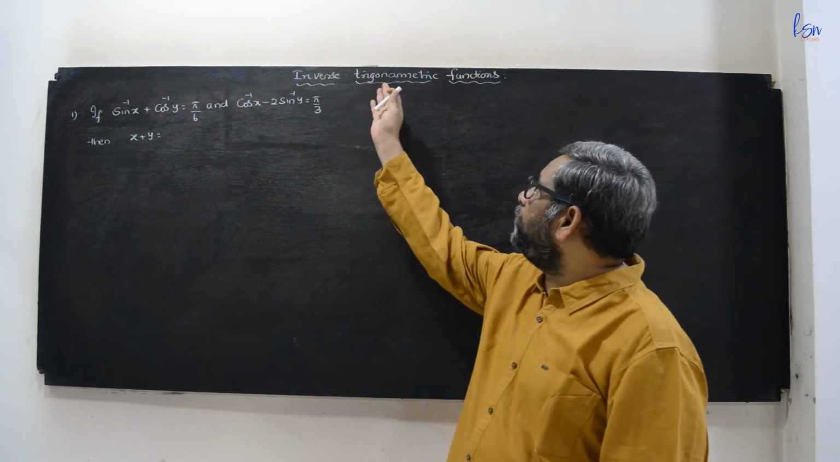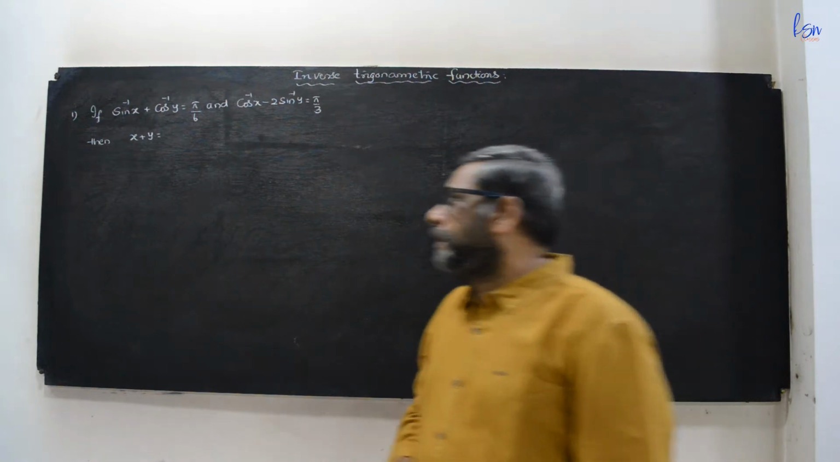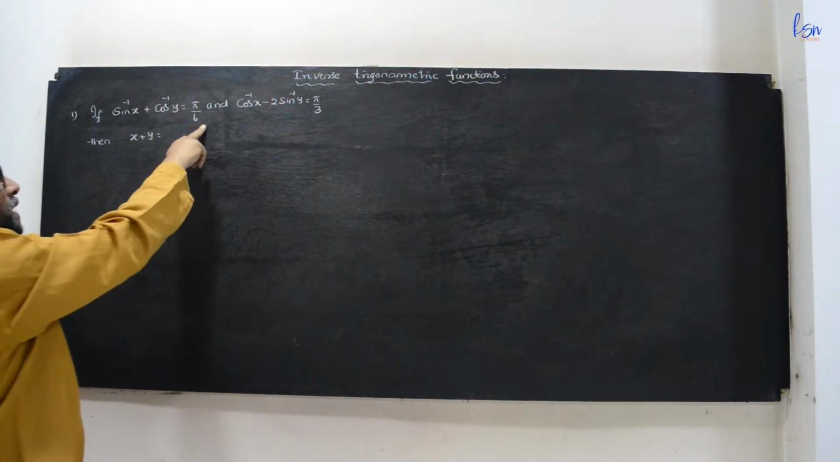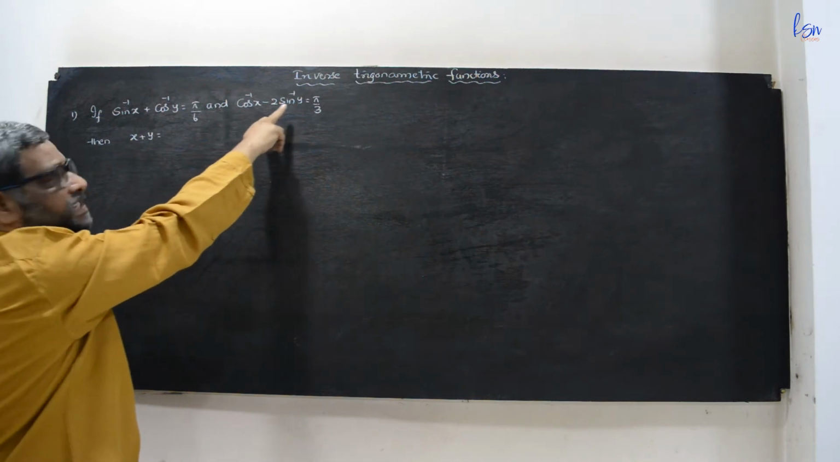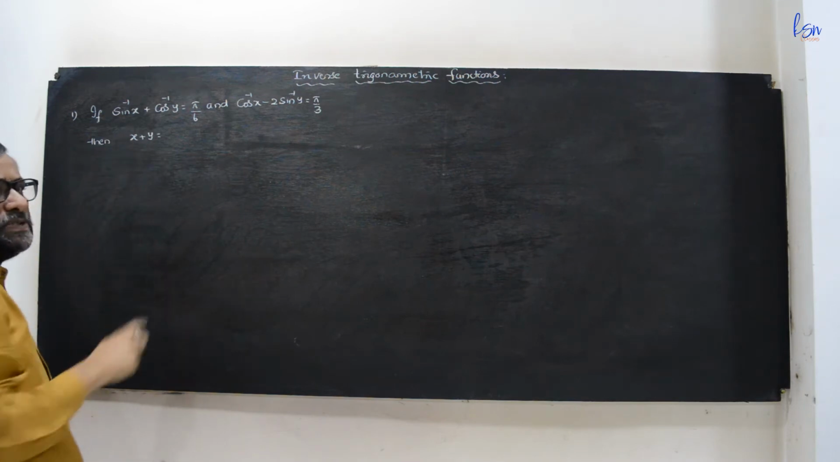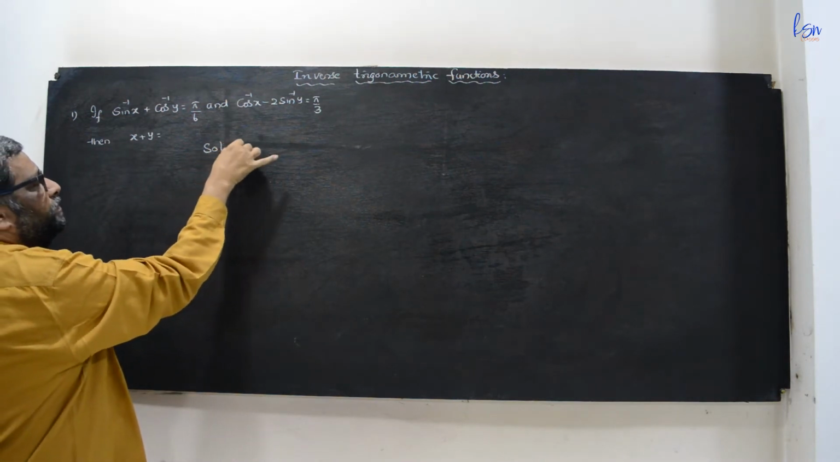Today we will discuss a few problems on inverse trigonometric functions. The first problem is, if sin inverse x plus cos inverse y equal to pi by 6 and cos inverse x minus 2 sin inverse y equal to pi by 3, then x plus y equal to. Let us look into the solution.